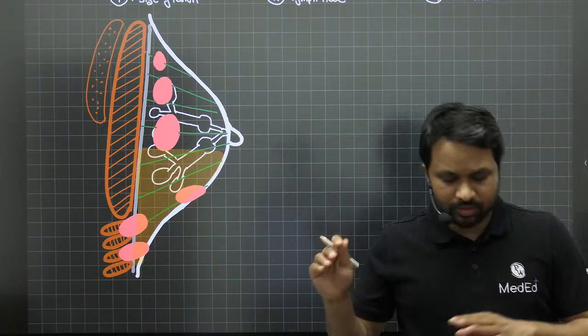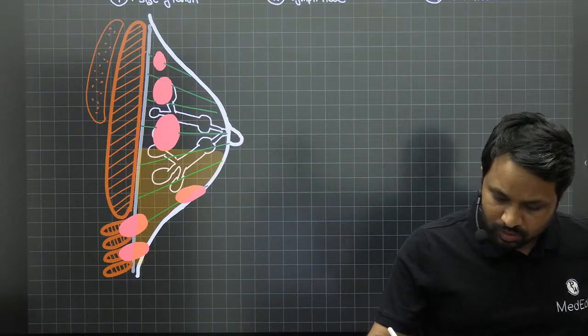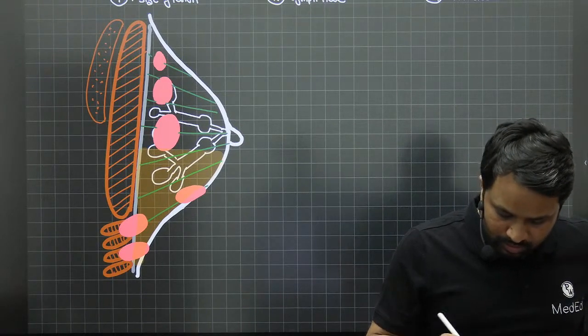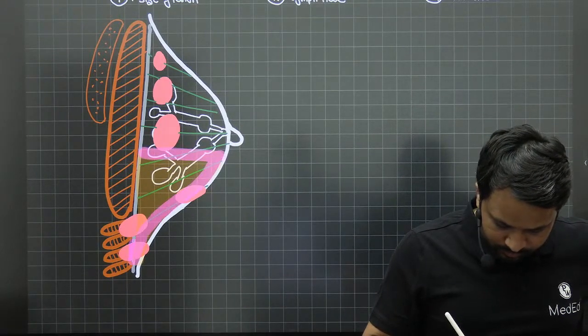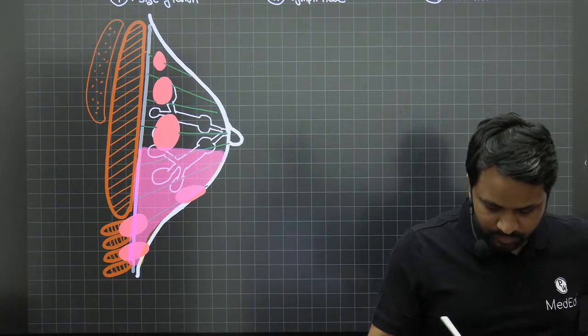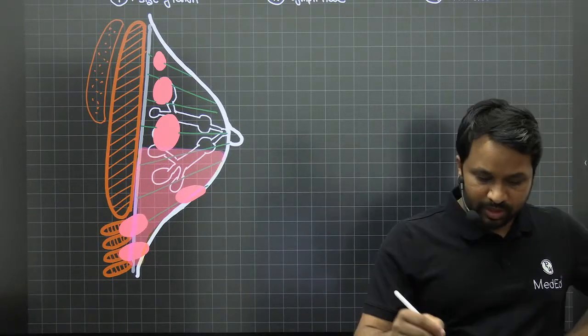Okay, so this is how you remember TNM staging. Now if I want to add a little bit of color to it, I can do it like this, right? So this is a T4D. Now what do you mean by this?